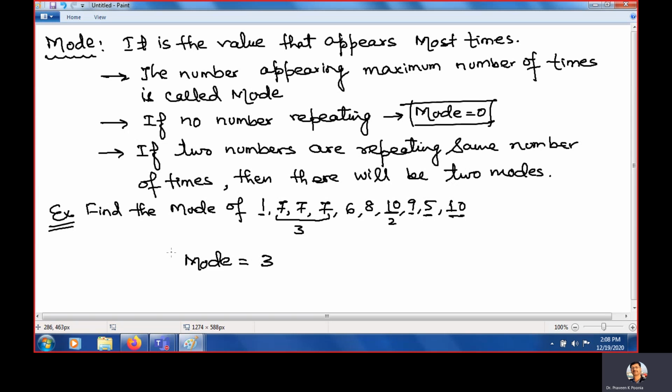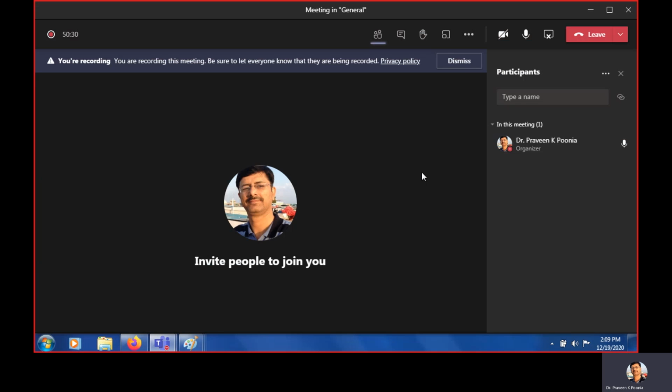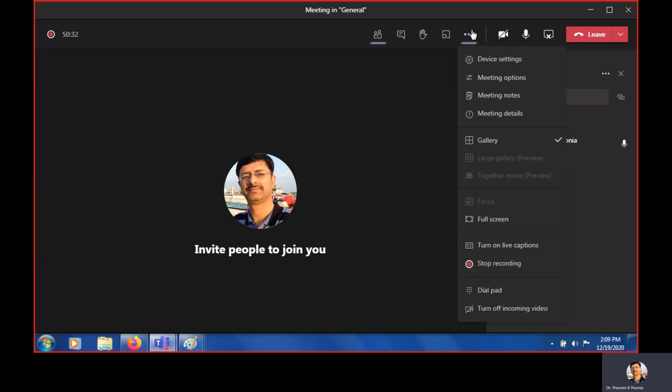So what is the mode? Mode is not 3. It is 3 times repeating. So mode is 7. So in case of median and mode, only simple data is given. But in case of average, 3 types of data you need to evaluate. Okay, so thank you very much.